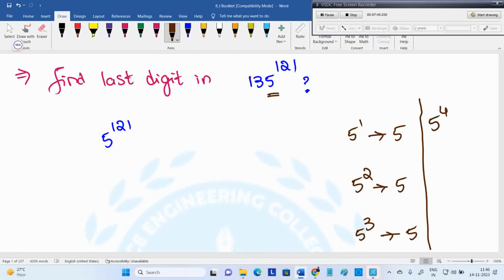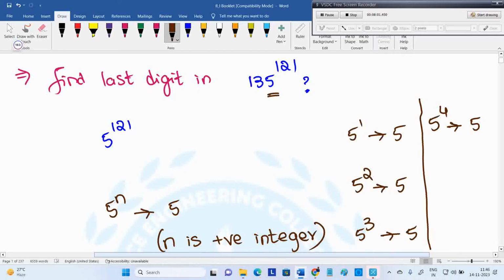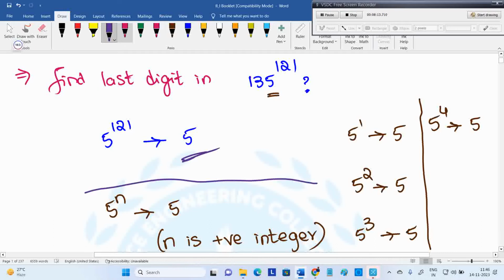5 power 4 is 625, units place 5 only. Right? So keep one point in mind: 5 power n always ends with 5 if n is a positive integer. So whether it is 5 power 121 or 5 power 1021, your answer is 5. This is analysis, dear. Keep in mind from here onwards, whenever 5 power n comes into the picture, we get the answer as 5. This is not parroting. We analyze. Clear?